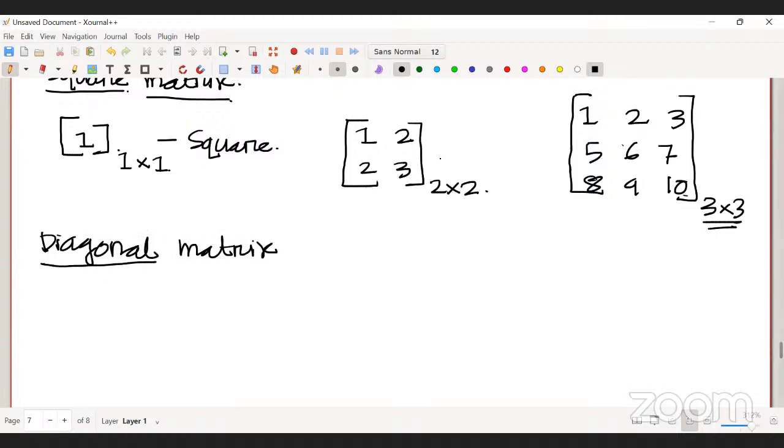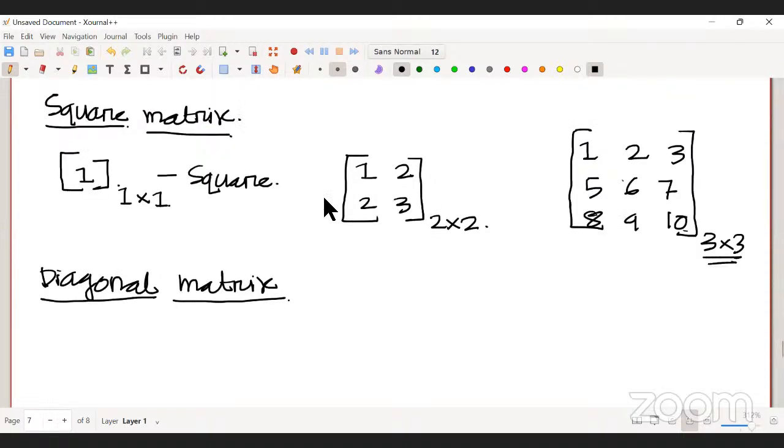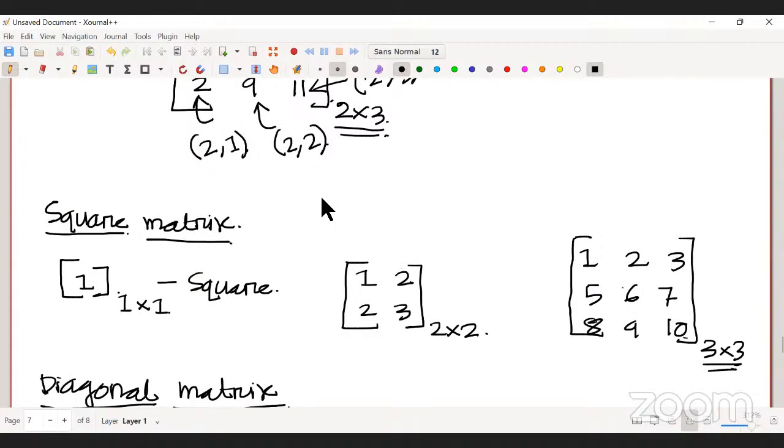So basically, what is a diagonal matrix? Diagonal matrix is... Yes. Sir, I have joined it. Sir, we have started with the concept or what? Sir, I'm just basically revising the concept of week 1.